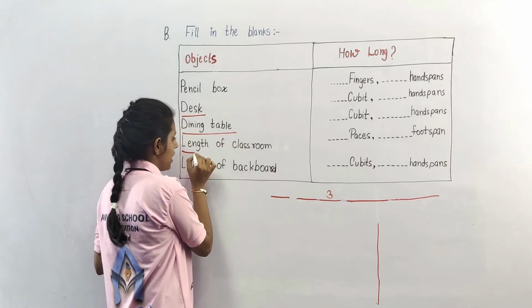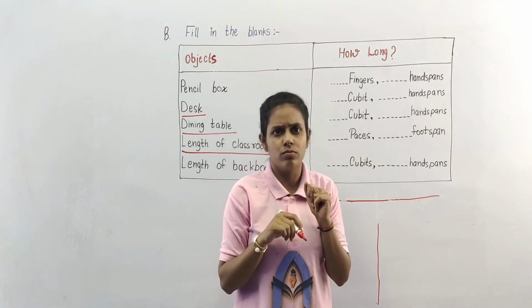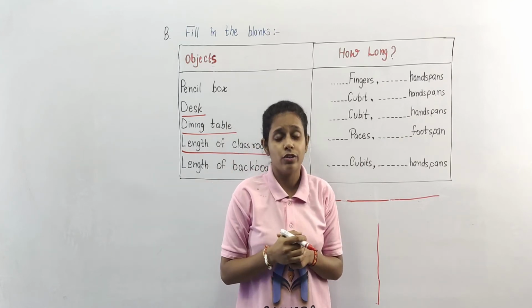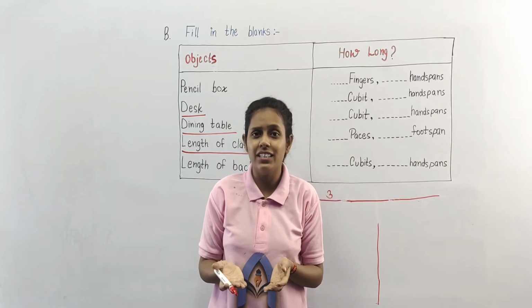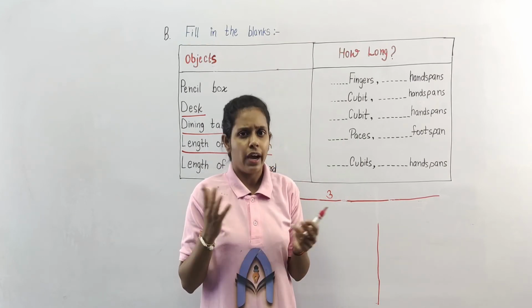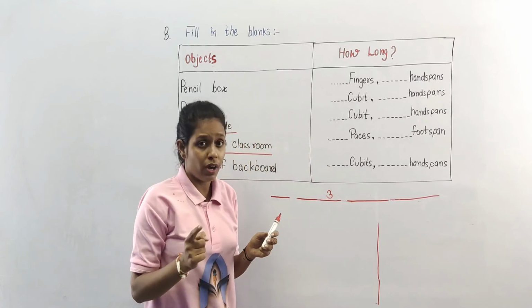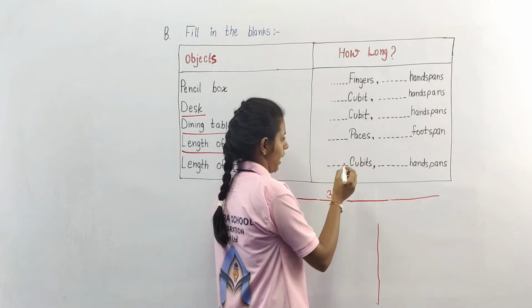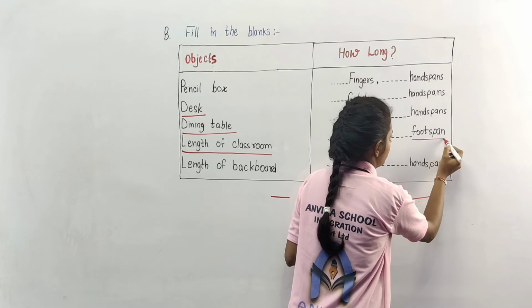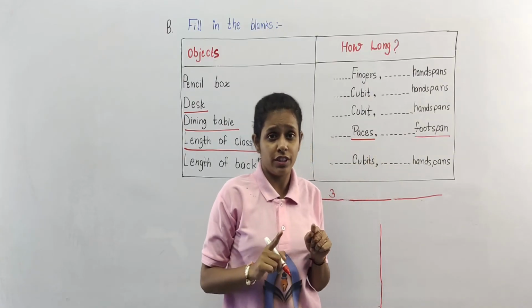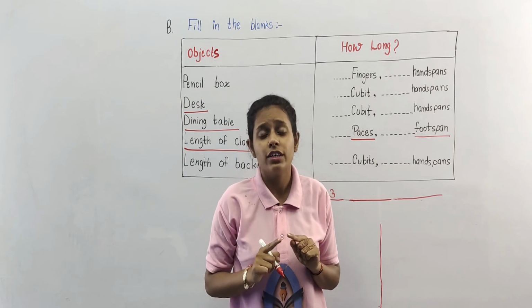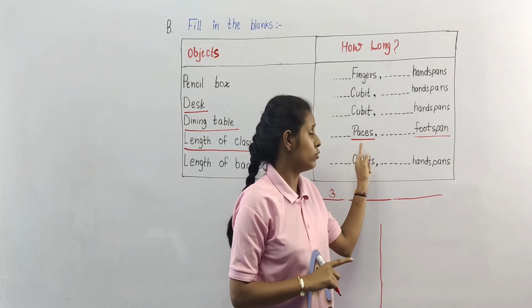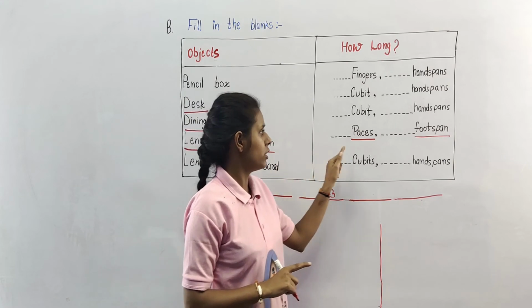Our next object is the length of the classroom. Do you have a classroom at your home? No. But you have a room, your parents' room or living room. How many rooms are in your home? You have to measure the length of your room. How can we measure the length? With paces and foot span. Paces are the difference between our front foot toes and the back foot toes while walking. You have to find out the length of the classroom with paces.